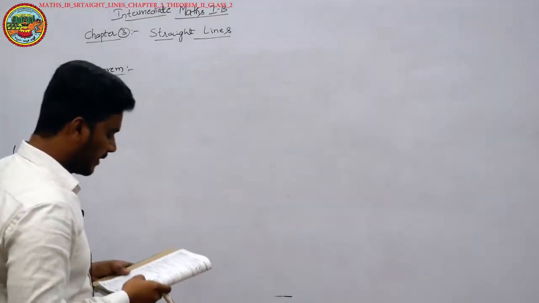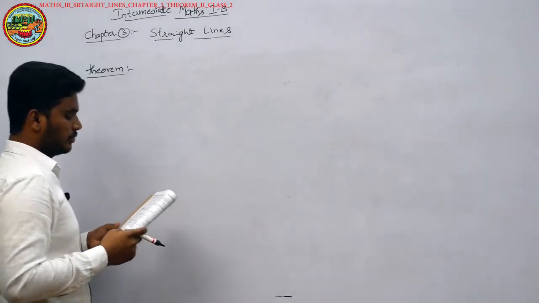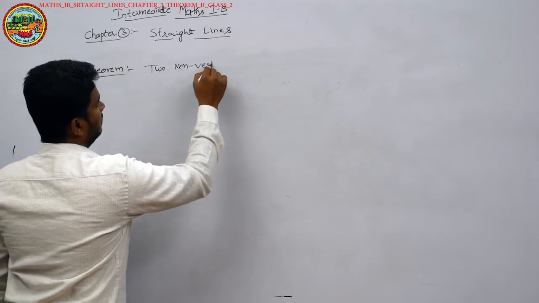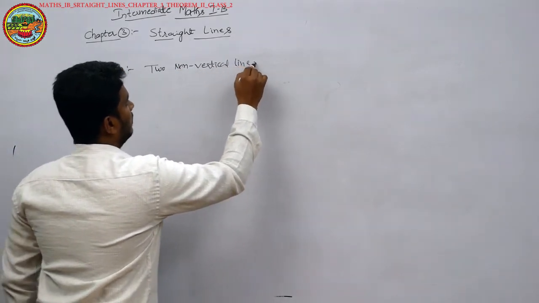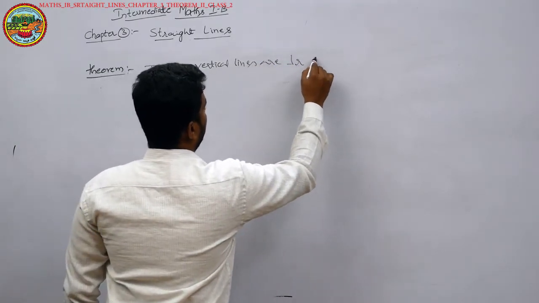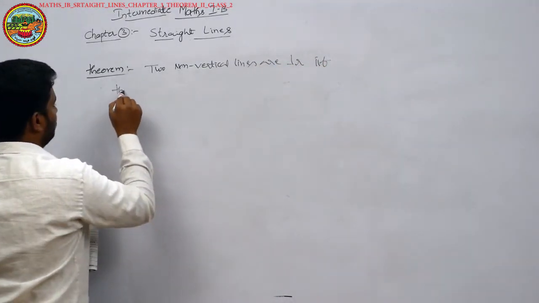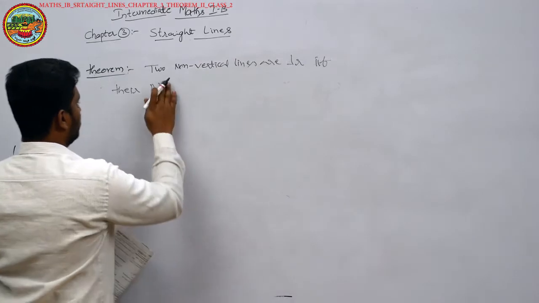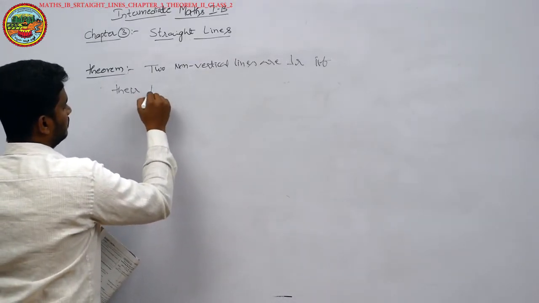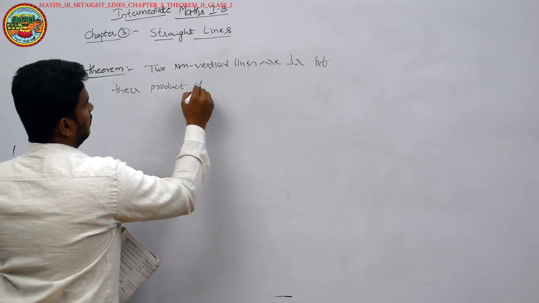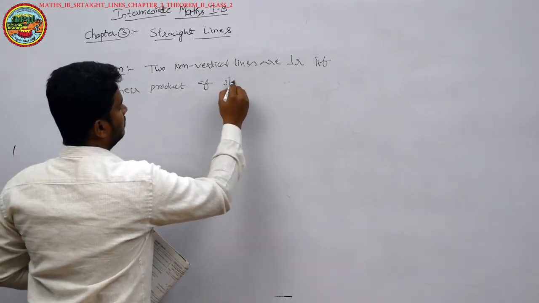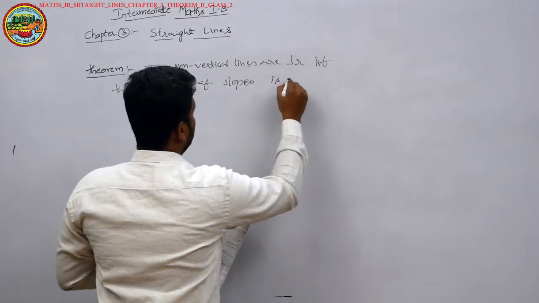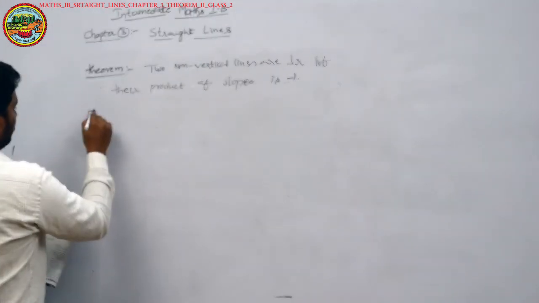Two non-vertical lines are perpendicular if and only if the product of their slopes is -1. Two non-vertical lines are perpendicular if and only if the product of their slopes is -1. Okay, proof.